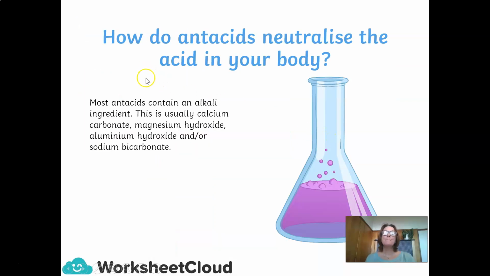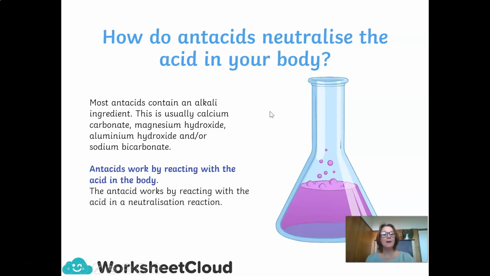Most antacids contain an alkali, that is a base that can dissolve in water. This is usually calcium carbonate, magnesium hydroxide, or aluminium hydroxide, or we also call it sodium bicarbonate. These antacids neutralize the acid in our bodies. How does this happen? They react with the acid in our body, in what we call a neutralization reaction.